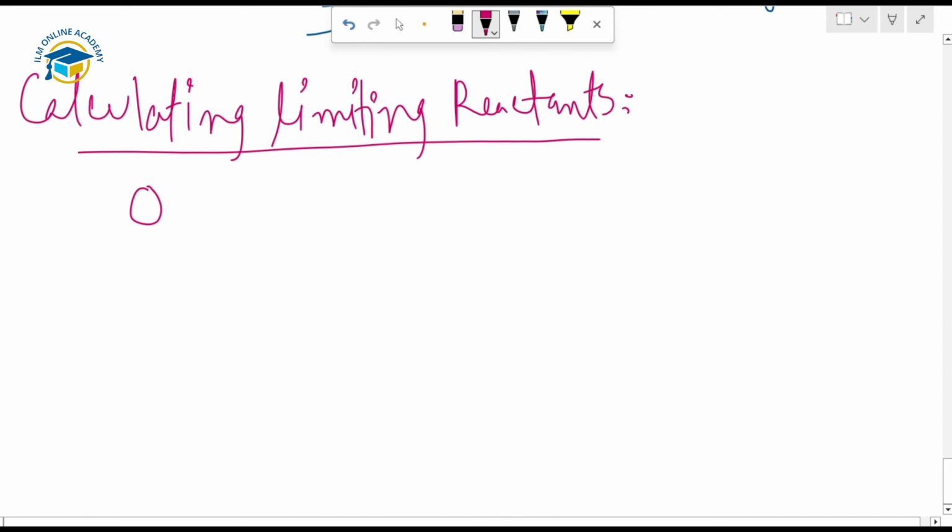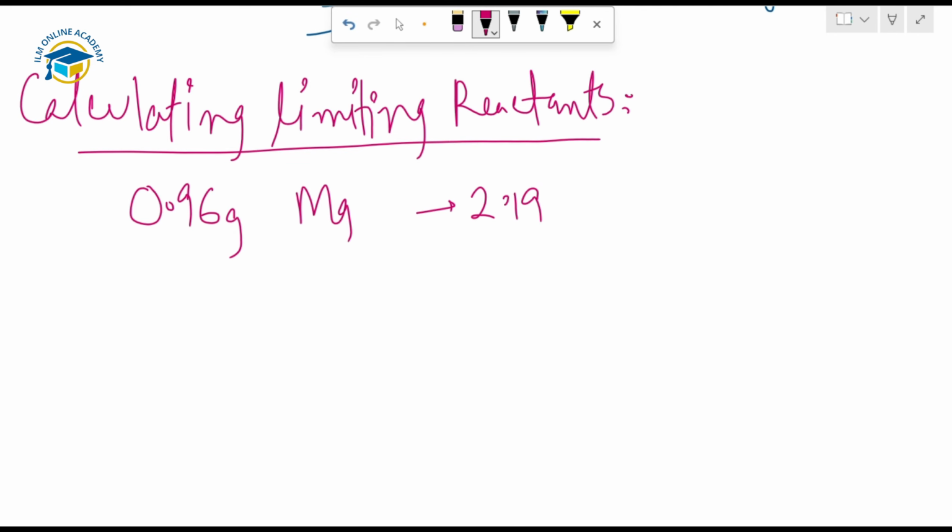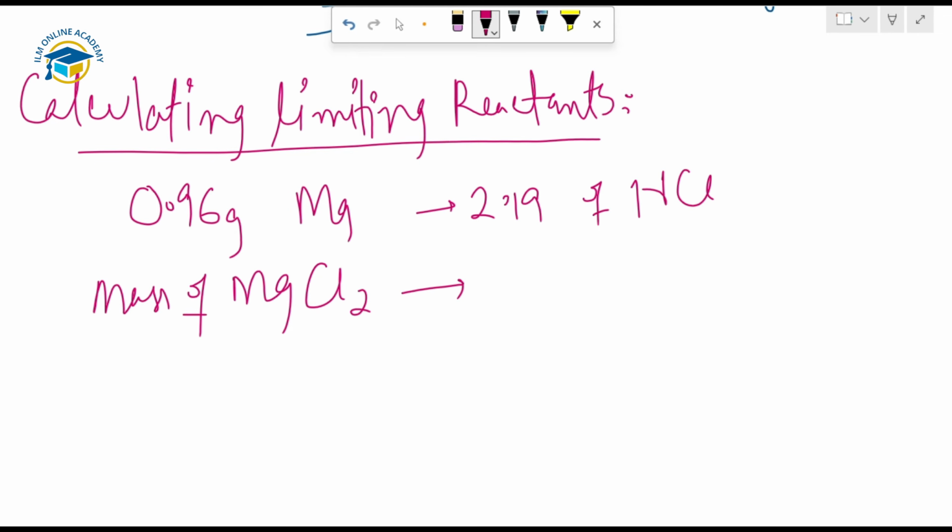For example, if 0.96 gram of magnesium reacts with 2.19 gram of HCl, when both of these react together they form magnesium chloride and hydrogen. So now we have to calculate what mass of magnesium chloride, MgCl2, will be produced. So first we will check which one is the limiting reagent or limiting reactant.